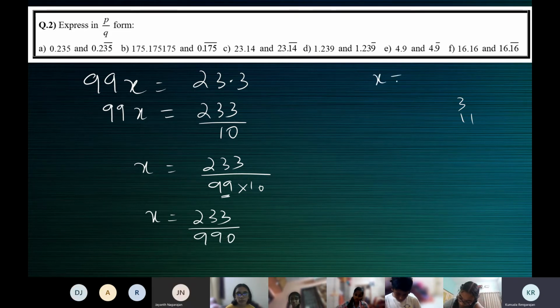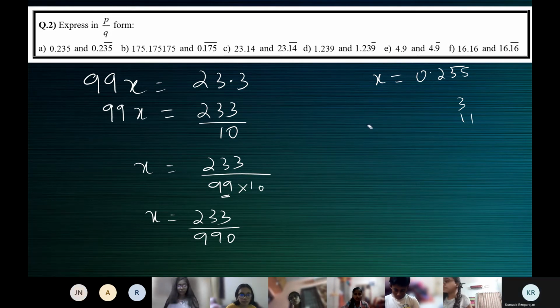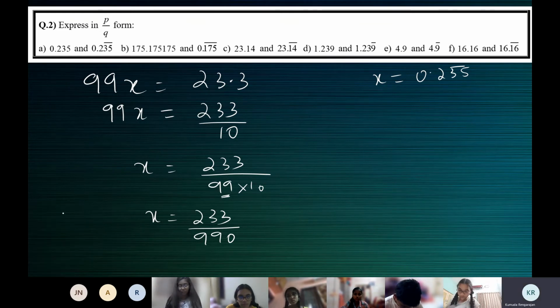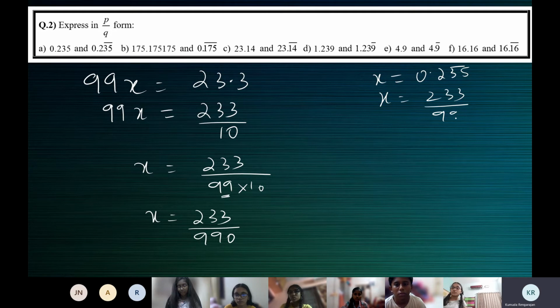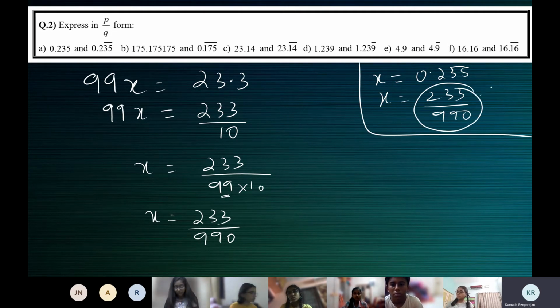What is x, children? Go back to the starting. X is 0.235 recurring. Didn't we say that? Let x be equal to 0.235 recurring. Yes, ma'am. We wrote x is equal to 0.235 recurring. Now what we are getting for x? X is equal to 233 by 990. This is what we are getting. So this is the p by q form of this number, the rational number, of this non-terminating repeating decimal.